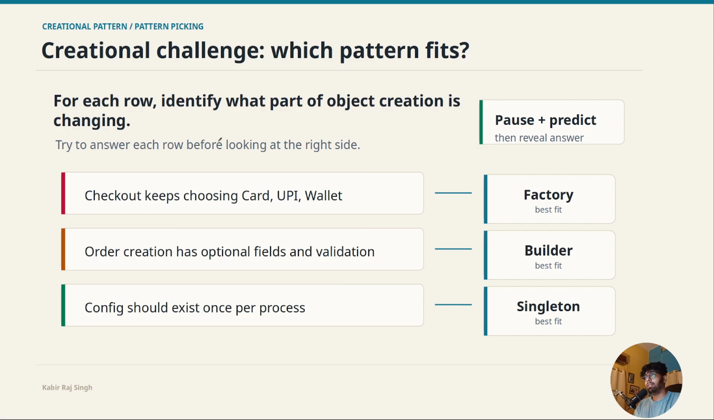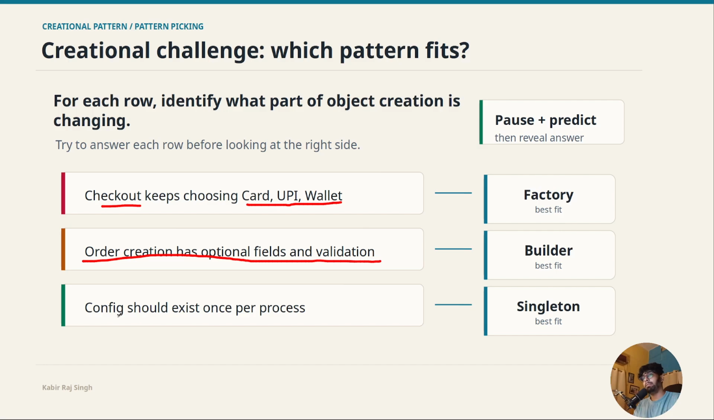For example, this is just a rough idea you might find with the initial name of the pattern: factory, builder, and singleton. Before looking at the right side, suppose you have a checkout object and it keeps choosing between three different options: card, UPI, or wallet. Generally you would want to keep these three as separate classes and then have one class to build all of them. Then there's a situation where the order creation has optional fields and validation. You can't just keep on dealing with the fields again and again. You can instead use a builder pattern to actually build that object. And then there's a singleton pattern, which is used in configs the most.